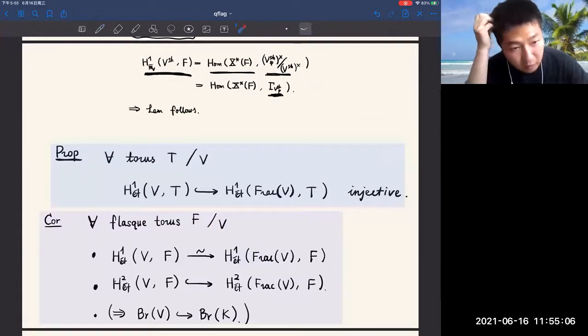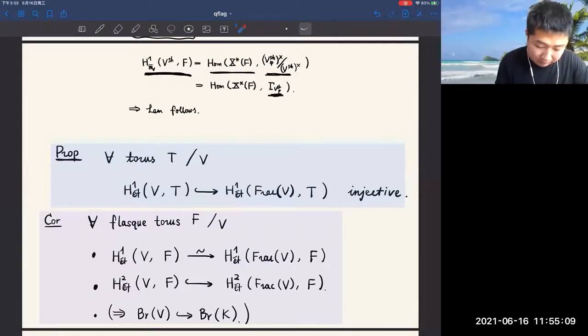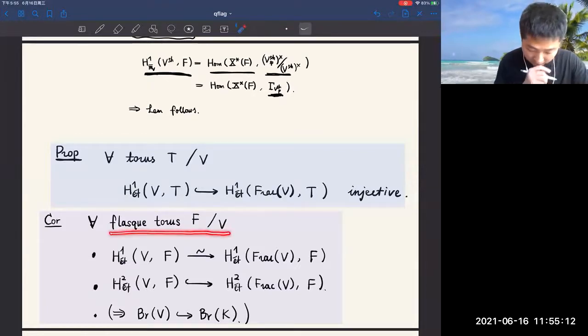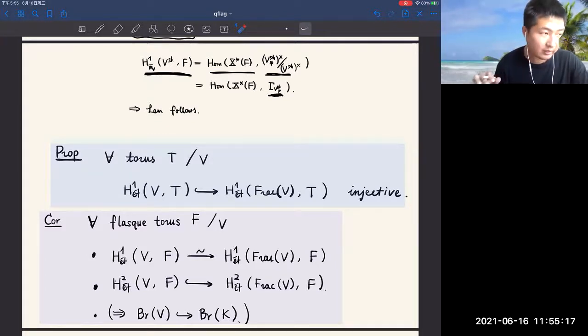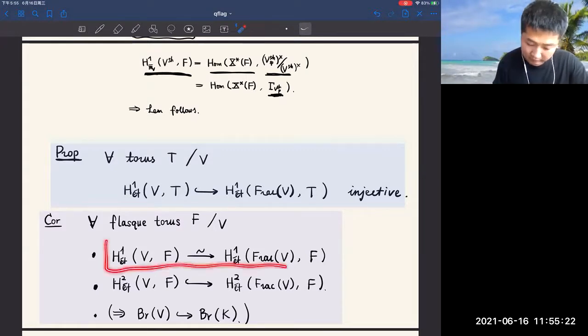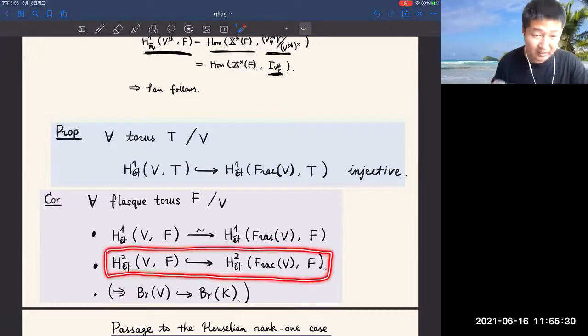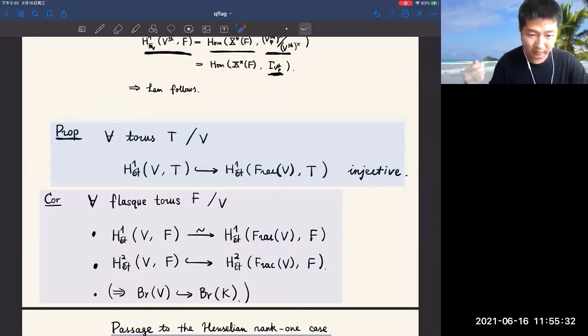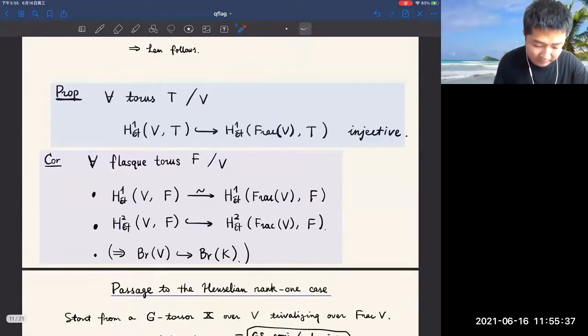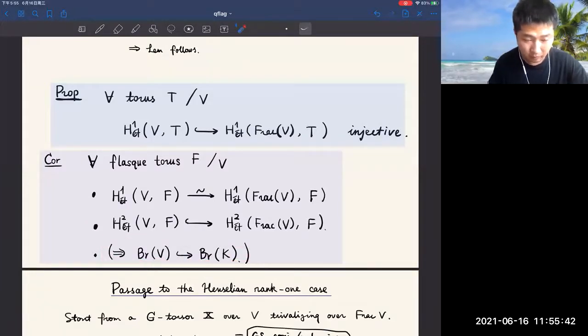And in the procedure of the proof, we can also prove that for every flasque torus F over a valuation ring, the F-torsors over V are in one-to-one correspondence with the F-torsors over the fraction field. So this is a one-to-one correspondence, and we also prove that the second cohomology map is injective. I mean, the map between second cohomology sets, and it also implies the injective map between Brauer groups.